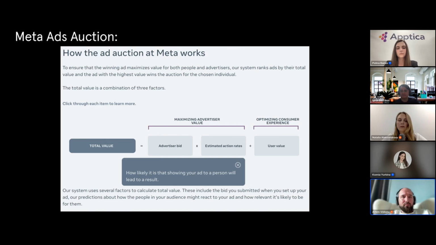A few words about Meta action, because it's important when we are talking about creatives, because we can see their user value. It's a value for user. That means that this part of this formula depends on creative. It mainly depends on creative.